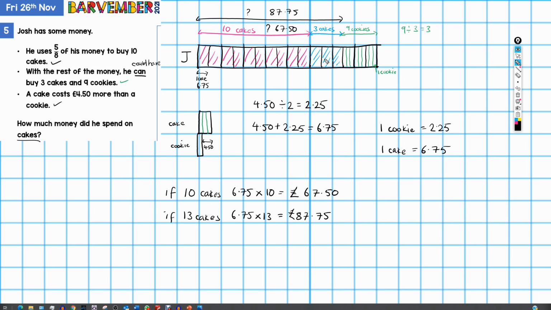But anyway, the point of this is to show you how to use the bar model. The English discussion can be yours. And at any rate, I hope this helps.